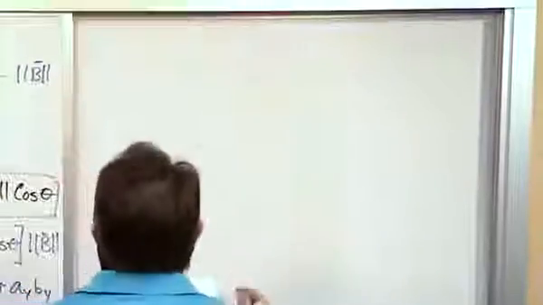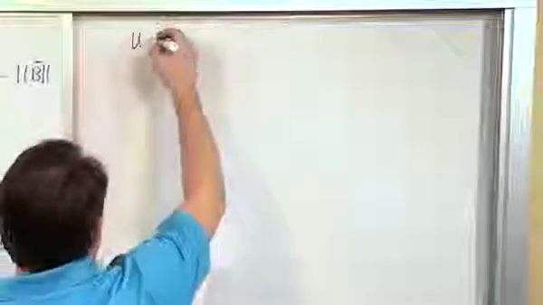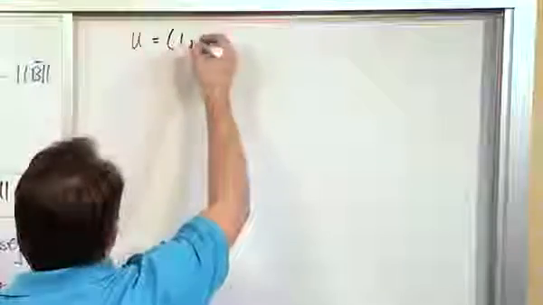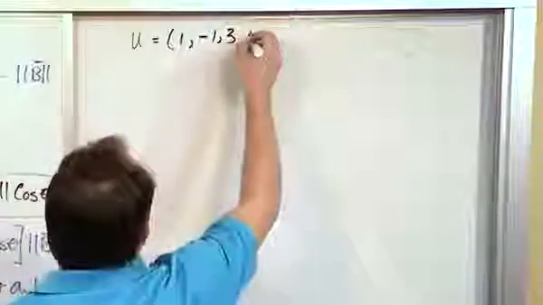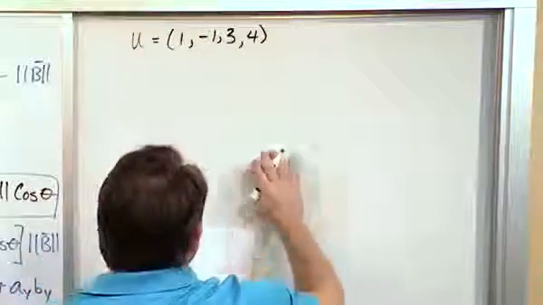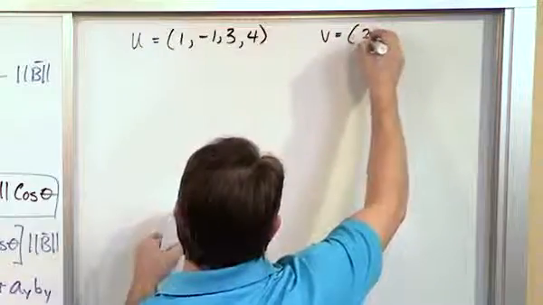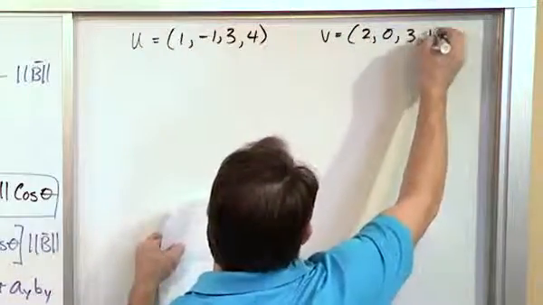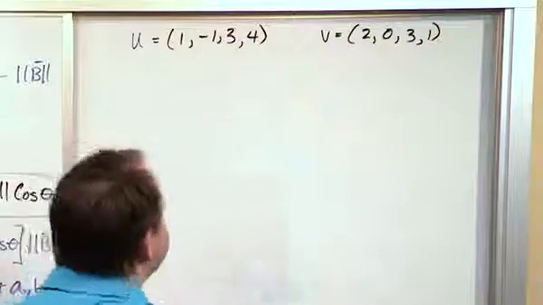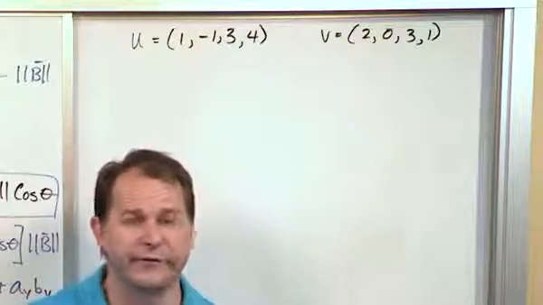Let's say we have vector U, and that's going to be 1, -1, 3, and 4. And vector V, 2, 0, 3, 1. Again, we're not in three-dimensional space here. We have 4 numbers, so this is 4-dimensional space.